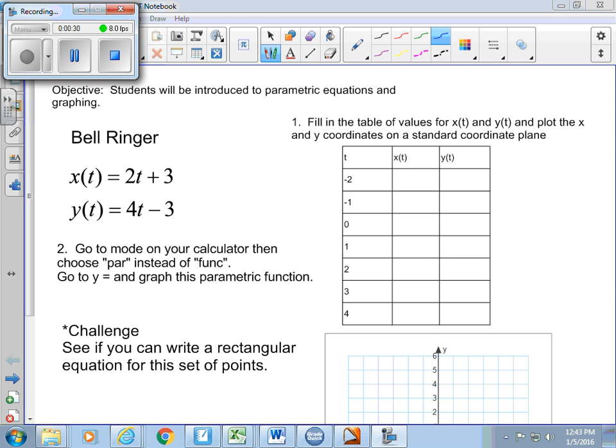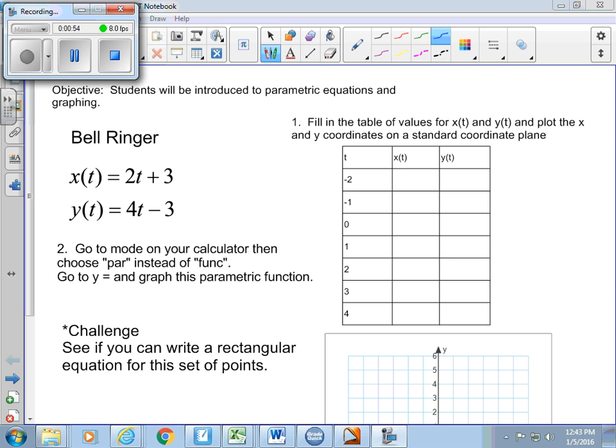Parametric equations are equations with an x and a y component with respect to time. Time is the variable, the independent variable. And you have essentially two dependent variables, an x coordinate and a y coordinate. These will graph pictures that look just like regular functions. The biggest difference is that they have a time component involved.